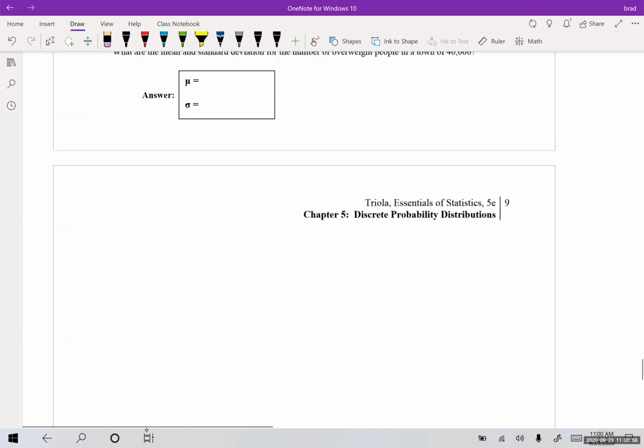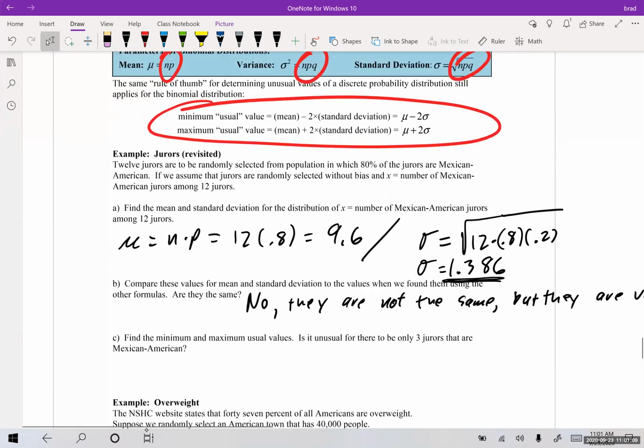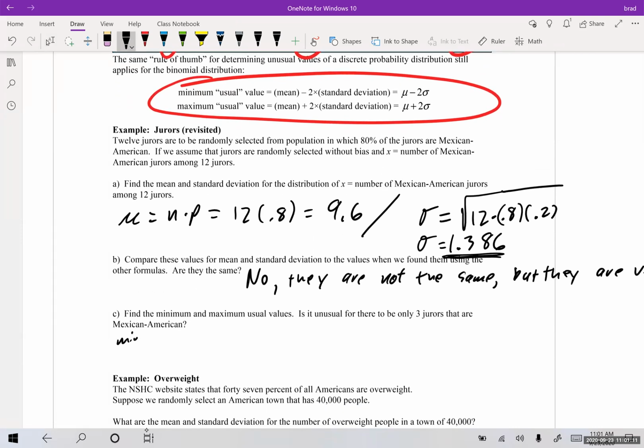So let's look at this last problem here. It says, find the maximum and minimum usual values. Is it unusual to be only 3 jurors that are Mexican American? Well, I'm pretty sure I can tell you right now that that is very unusual. But what we're going to do is use our rule of thumb. So we're going to find the min usual and max usual.